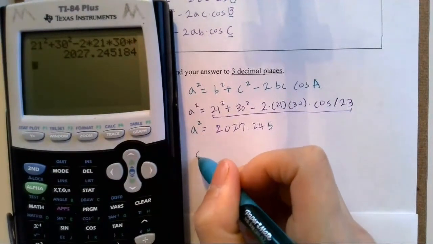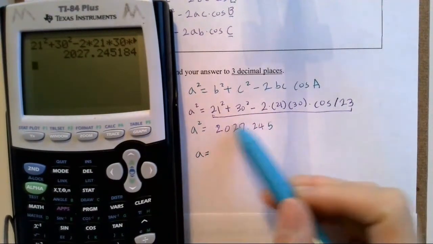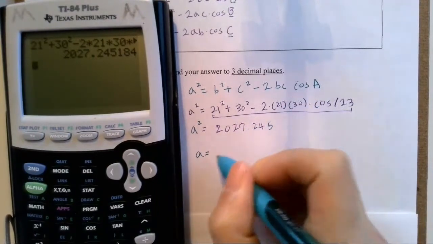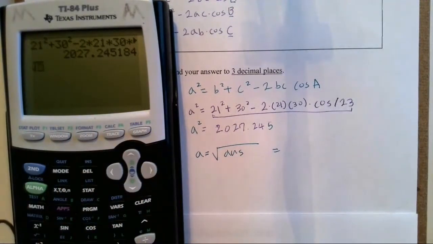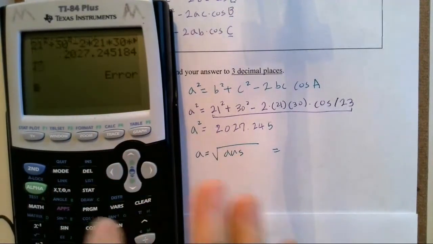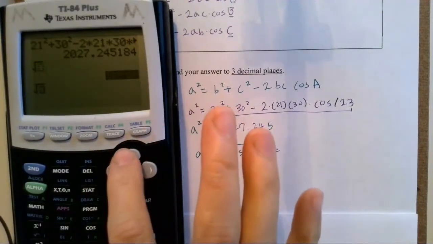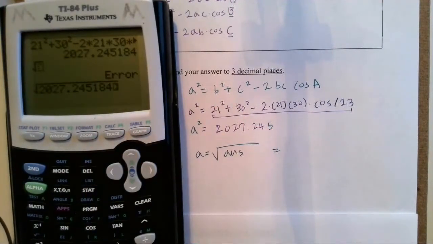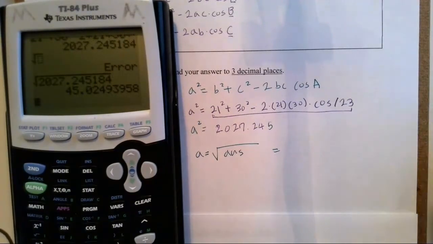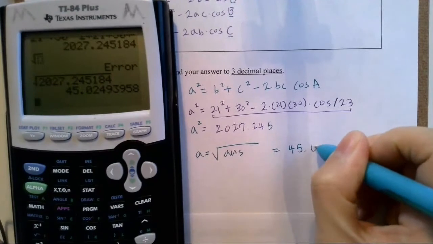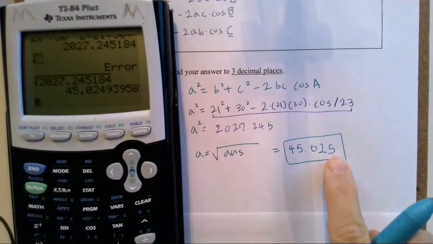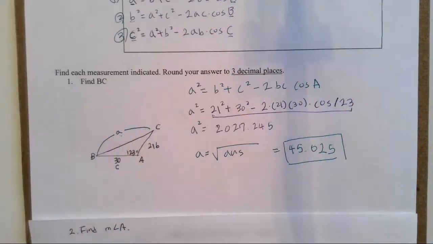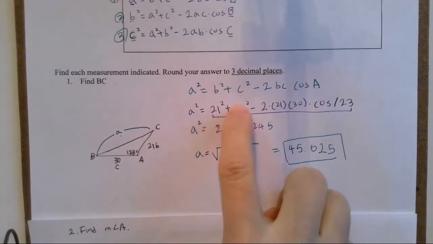What are we trying to find? We're trying to find what a is. So how do you find a from here? You need to square root your answer, right? So you're going to square root whatever that answer was. So let's go ahead and do that. Square root of that answer, hit enter, you get 45.025 because I want my answer in 3 decimal places. Okay, so that means side a is 45.025. Common mistakes that you will make is some of you like to plug one at a time in your calculator.